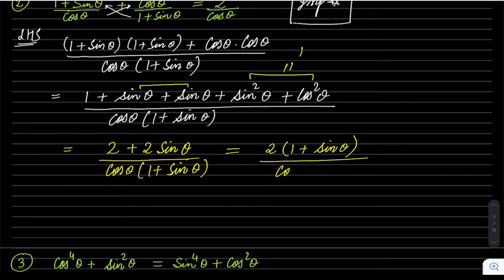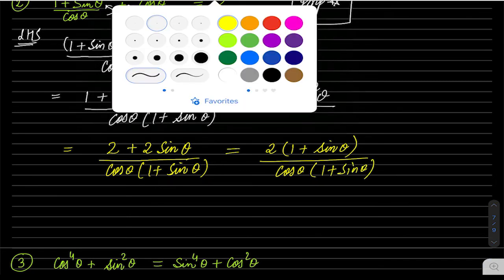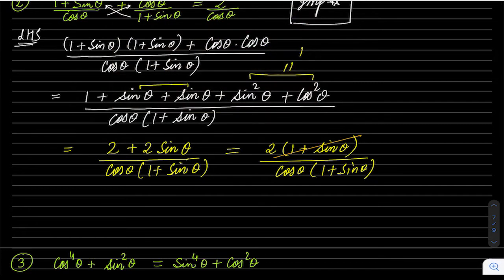Divided by cos theta into 1 plus sine theta. Now as we are getting 1 plus sine theta in numerator and denominator, I can cancel it. So what is left now? 2 over cos theta, which is nothing but our RHS. So this is what you have to prove.